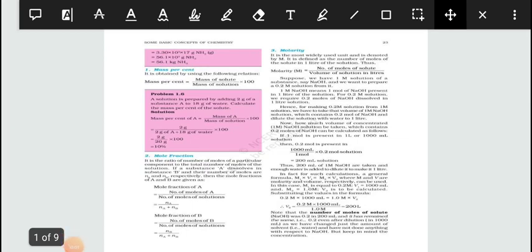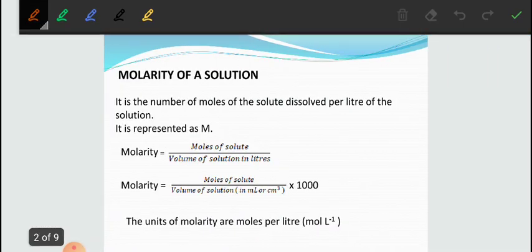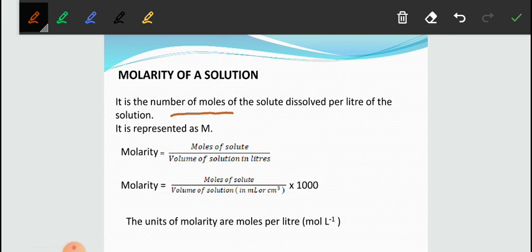In this part of the video, I am going to explain molarity, molality and mole fraction. So first of all, let's start with molarity. What do we mean by molarity? Molarity is the number of moles of solute dissolved per liter of the solution. Per liter means we are talking about the volume of the solution, and it is represented by capital M.